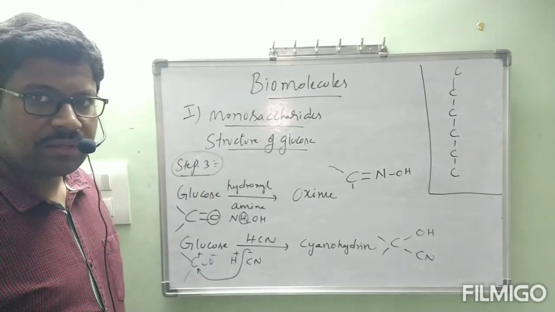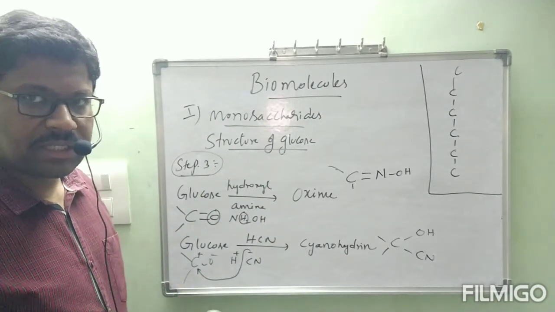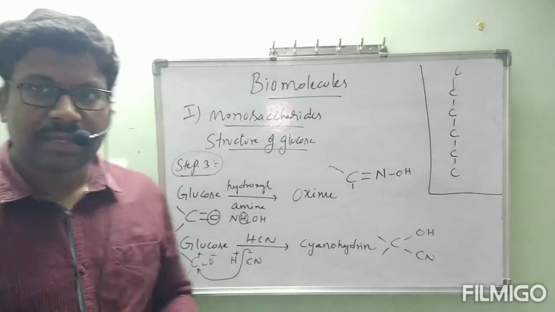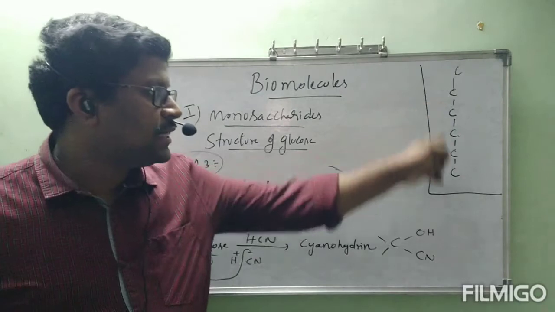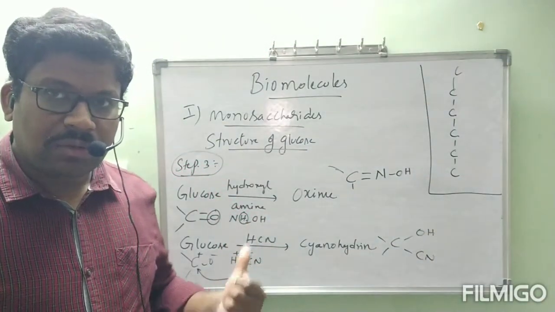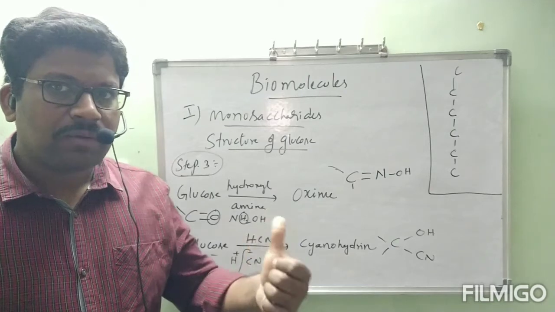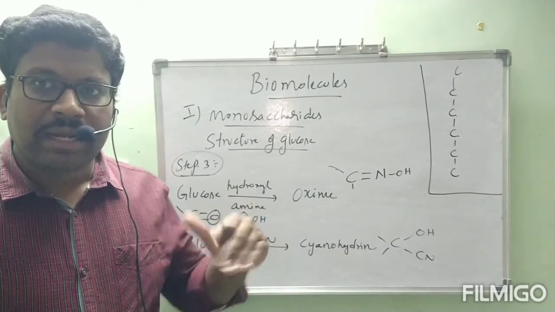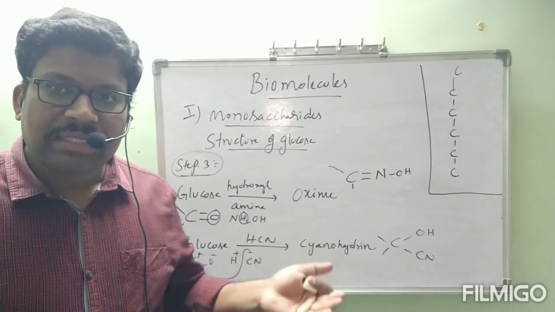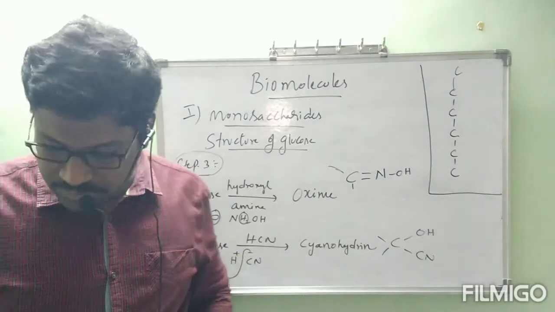Is it clear? Now this is about step 3. Now we will continue using step 4. What is the conclusion we are going to get? Step 2, what is the conclusion? We got a straight chain. Step 3, what is the conclusion we got? Glucose has a C double bond O group. Next, step 4: we are going to confirm that carbonyl group as aldehyde or ketone.